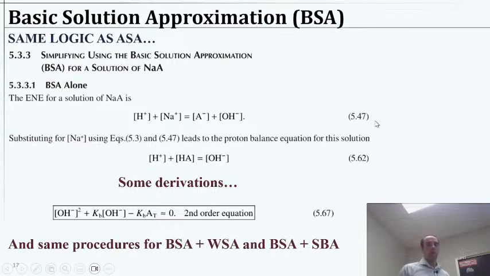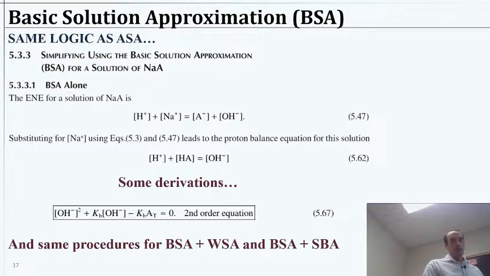Okay, so back to these approximations to simplify. The BSA, basic solution approximation, is the same logic as ASA, so I'm going to breeze through this so we can get to the alpha fractions of more complicated systems. That's what I want to spend a few more minutes on.